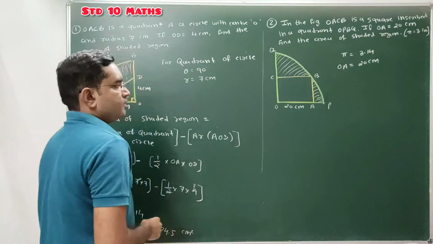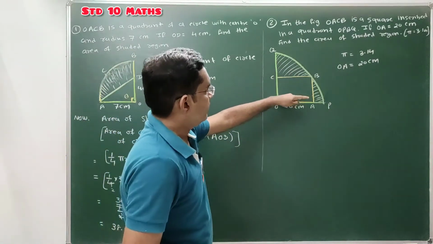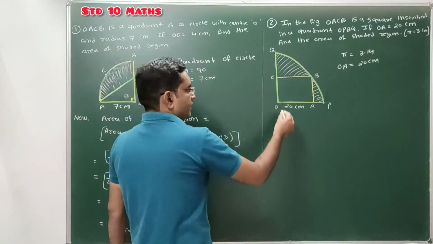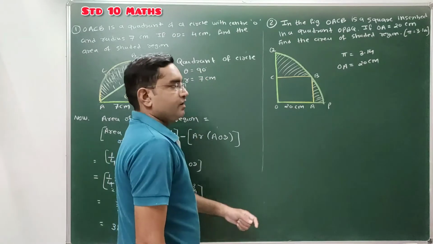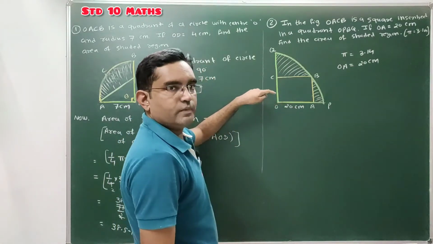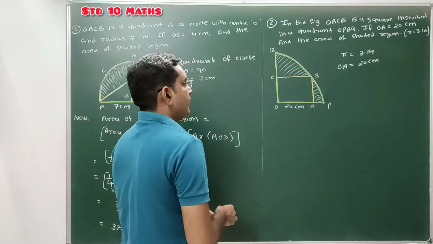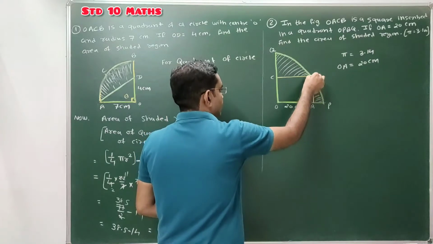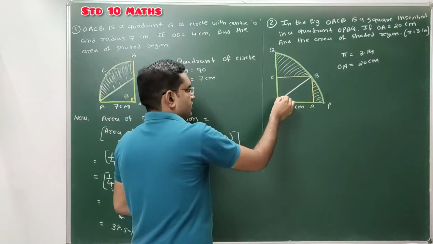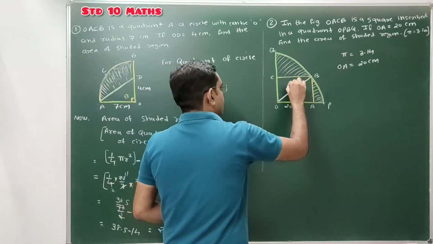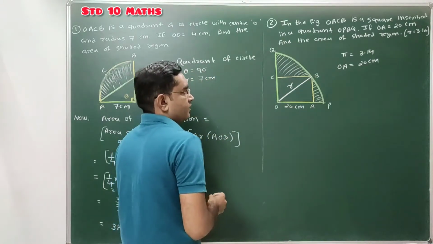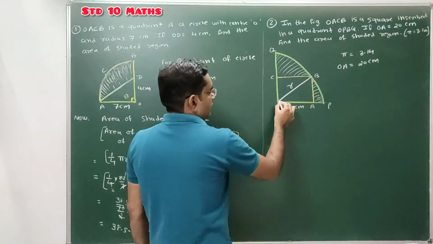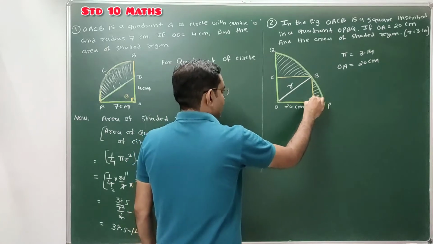So area of shaded region is nothing but the area of quadrant of circle minus area of the square. To find the area of the square, side is there, so we can easily find the area of the square. But to find the area of this quadrant of circle, formula is 1/4 pi r square. We require the value of radius. Radius is not given. So here first you have to find the length of r. Length of OB is nothing but the radius r of the quadrant of circle, and this r is nothing but the hypotenuse of this right angle triangle OAB, because OACB is a square in which all angles are 90 degree.